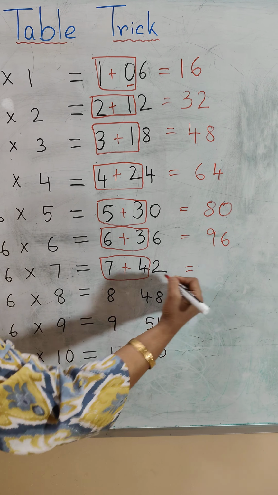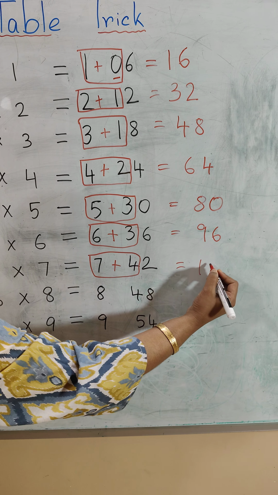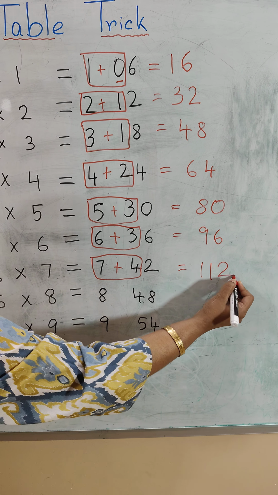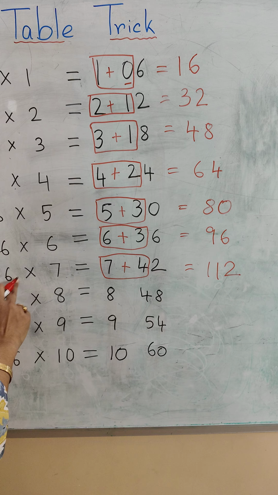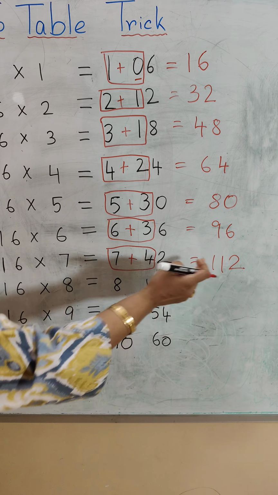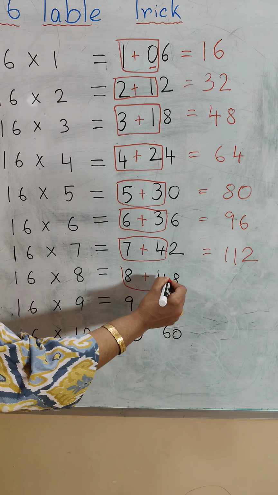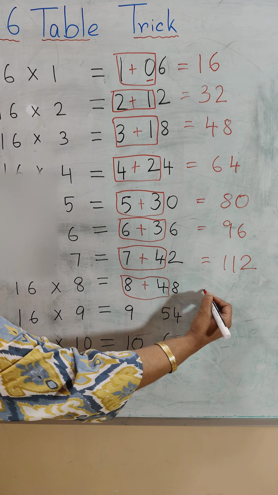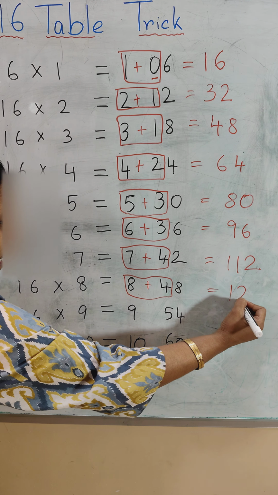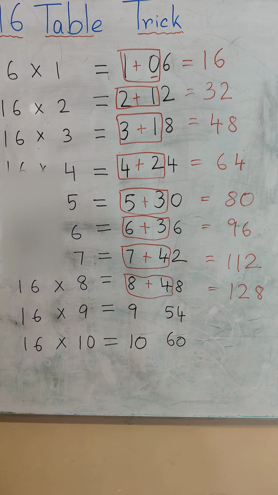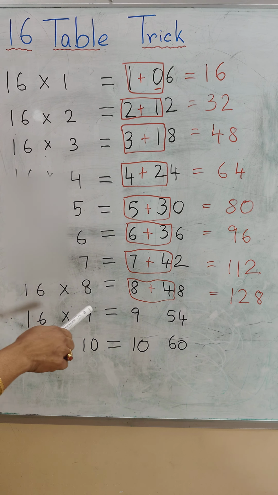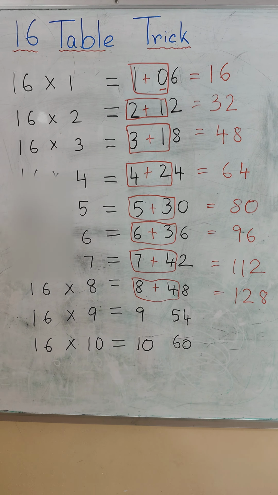Then 7 plus 4 is what? 7 plus 4 is 11 and 2 will remain as it is. So 16 sevens are 112. Then 8 plus 4 is 12 and 8 will remain as it is. So 16 times 8 is 128.